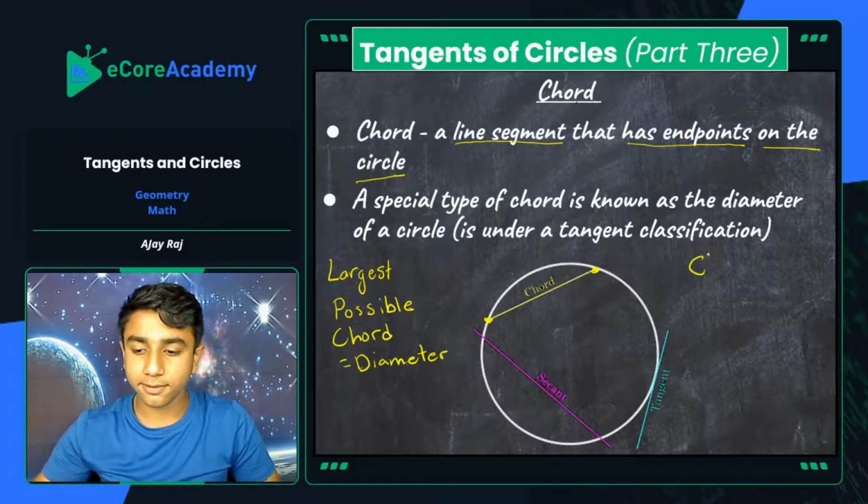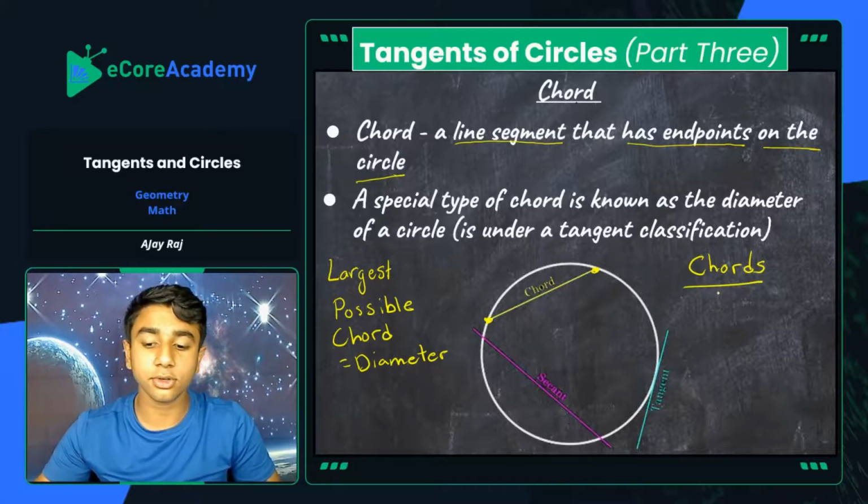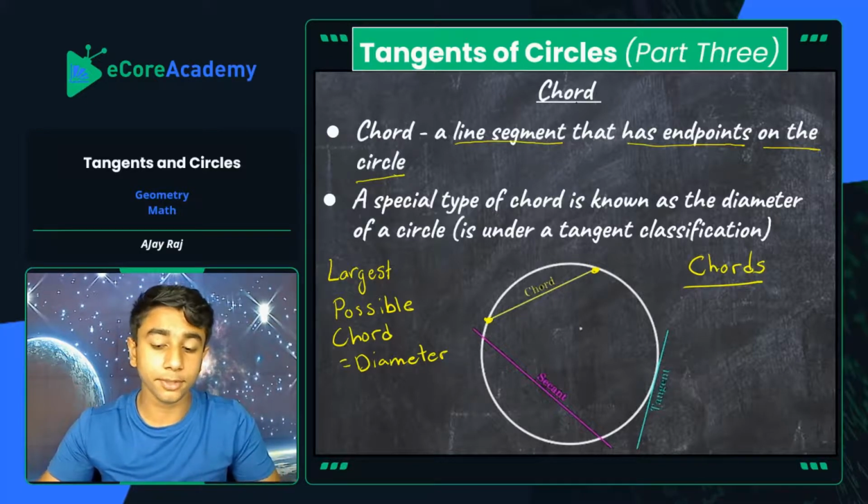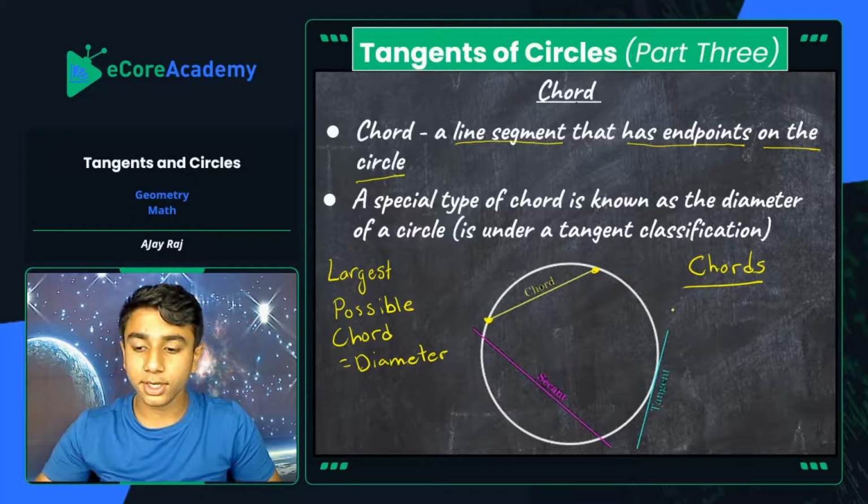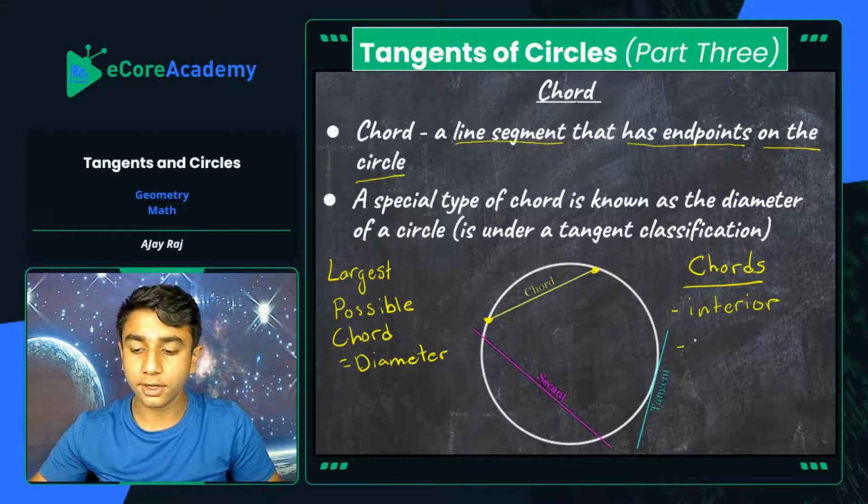And some properties of chords that I want to write down here, because it's very similar to your secant, so I want to differentiate it from the secant. So it's on the interior of circle. It also has a definite length because it's a line segment, so it's definite length.